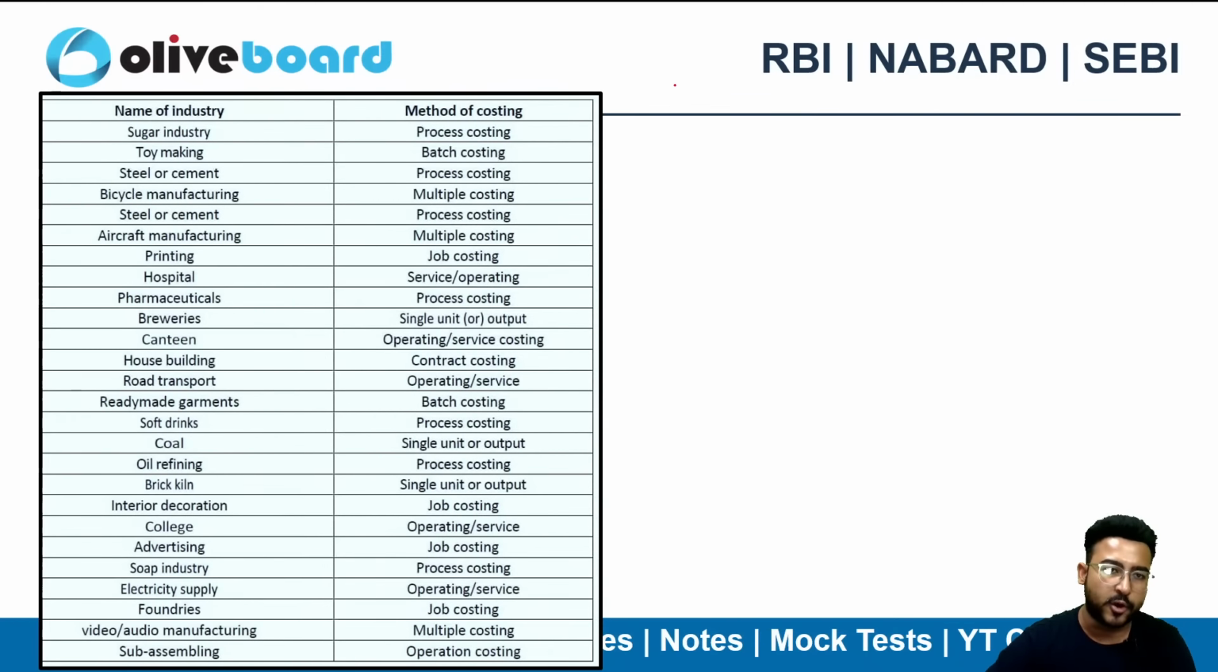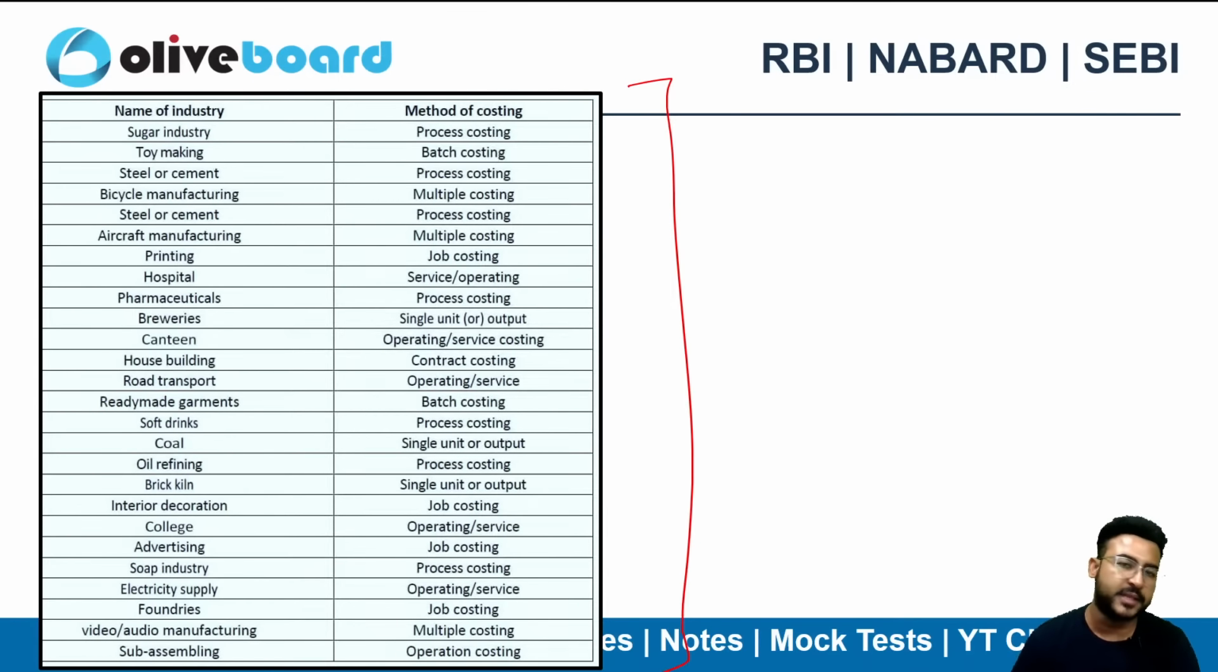Here is a list of the names of the inventory and the methods that are applicable. I have taken this list from the ICAI material, okay? So you can refer to this particular list. It's an exclusive list. Almost all the things are already there. It's in the ICAI material basically.